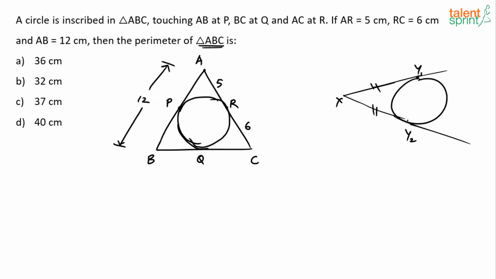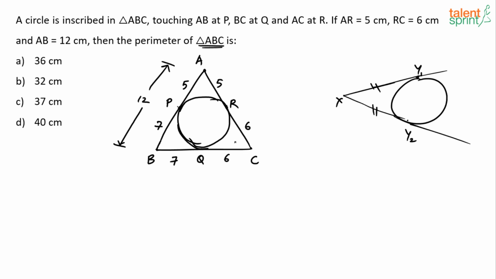Having known this, if you consider A as an external point, then AR is one tangent, AP is the other tangent. So if AR is 5, AP should also be 5. Again, out of total 12, if AP is 5, PB should be 7. Yes or no? 5 plus 7 is 12. Now look at B as an external point. From this point you are drawing two tangents, BP and BQ. If BP is 7, BQ should be 7. And likewise, from point C, if CR is 6, then CQ should also be 6. That's it. You are done.